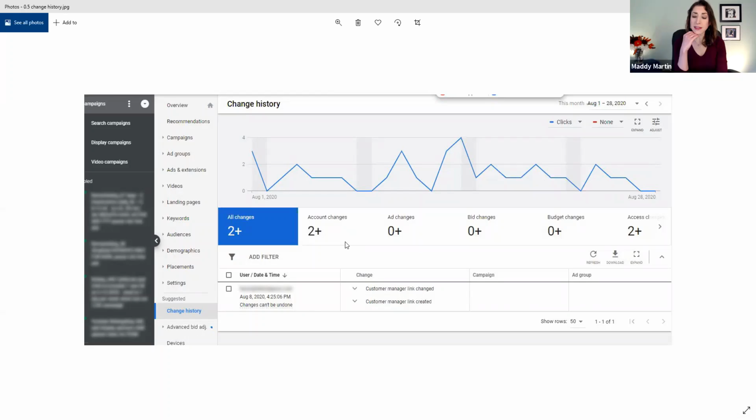So now, David, this is based on the date range that you're filtered by. Is that right? So I see that we're looking at August. Is that only going to give the change history for that period?